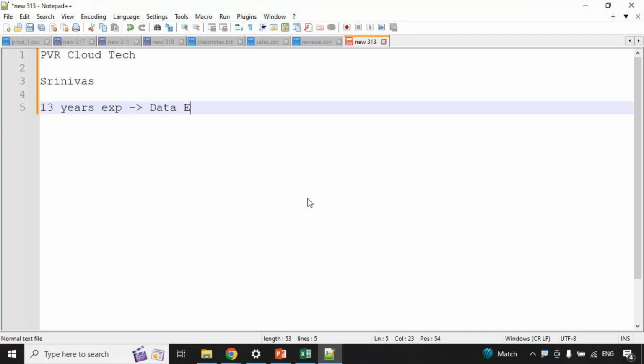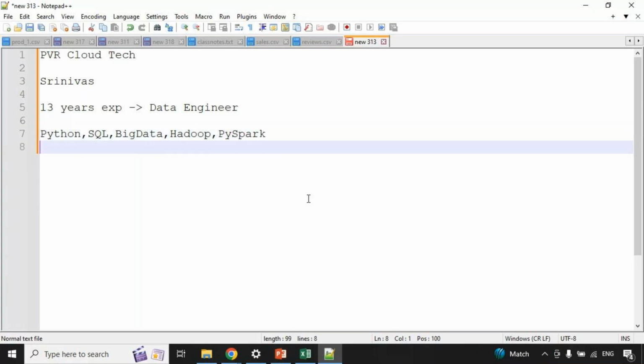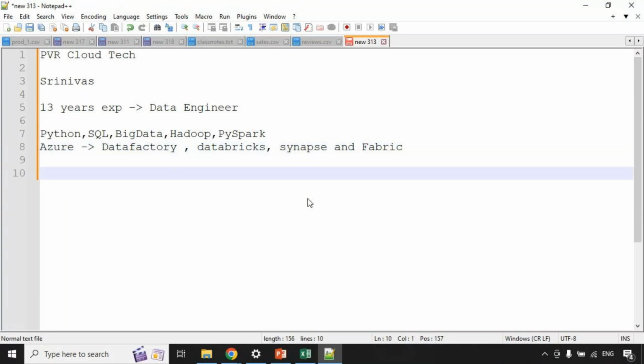As a data engineer, my skill set started with Python and SQL. Later, I worked in the big data environment. I worked on Hadoop and PySpark. Later, I worked on Azure Cloud. In Azure, I worked on Data Factory, Databricks, Synapse, and now I'm working in Fabric as well. Okay, this is my skill set, guys.